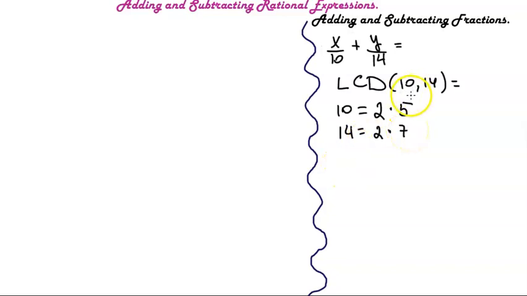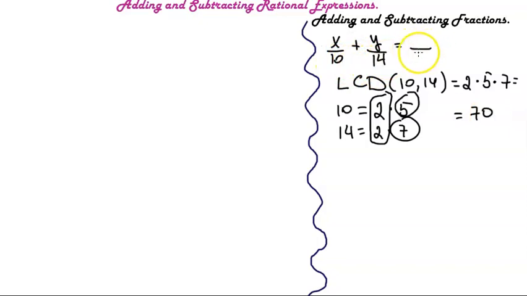So the lowest common denominator of 10 and 14 equals, what do we take? We're going to take each different prime factor that showed up, but if it showed up in both of them, we're going to take it once. So 2 showed up in both of them, we'll take it once, times, what else do we have? We have 5, and we also have 7. 2 times 5 times 7. It's going to be 70. So the lowest common denominator of 10 and 14 is 70.